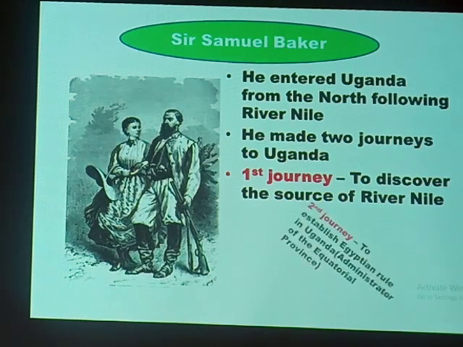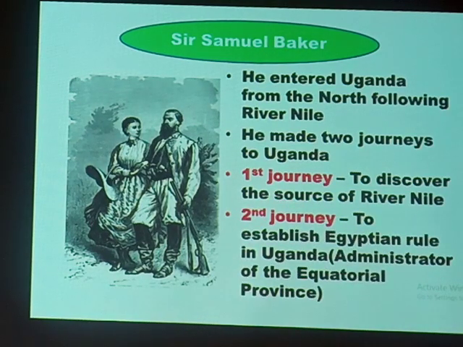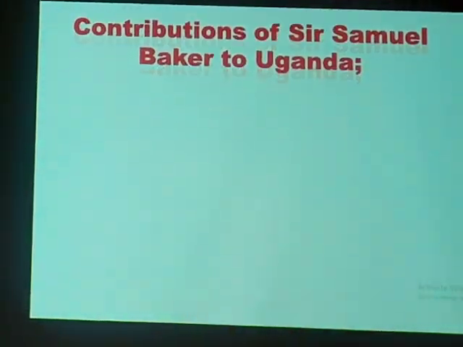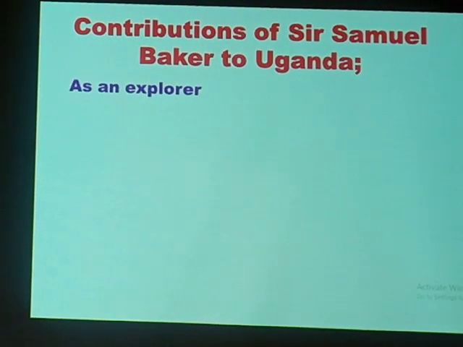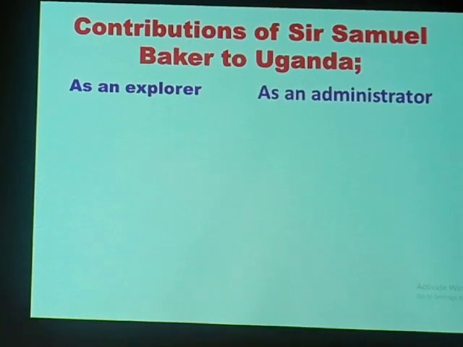Let's see the second journey. The second journey was to establish Egyptian rule in Uganda, or he came as an administrator of the Equatorial Province. Let's understand these journeys better based on his contributions: 1, as an explorer, and 2, as an administrator. So we are going to look at this person's contribution based on 2 aspects. Aspect 1, as an explorer. Aspect 2, as an administrator.